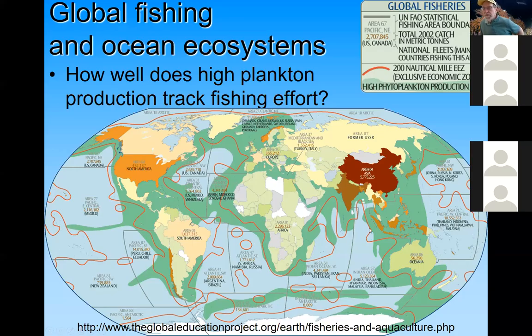So there are a few fishing nations that drive a lot of this: Russia, Spain, China, Korea, Japan, France, and North America to some extent. These are all countries that have large international fishing fleets, where the fishing vessels go around the world, literally.